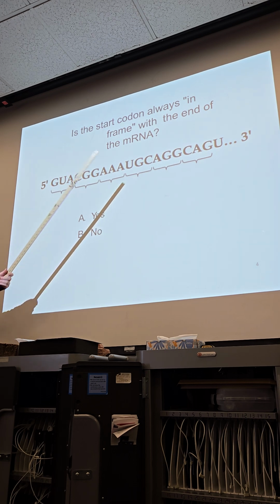So we come across a stop. Does it tell you where the end of the mRNA is? No, it tells you nothing. It only tells you where the protein stopped being made. That is it. So the stop codon is in frame with the start codon. That's correct, because we go every 3 nucleotides. As soon as we come across AUG, we start. Then we go every 3 until we reach a stop. Once we hit stop, it just falls apart.